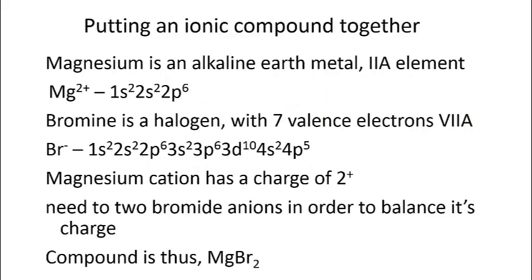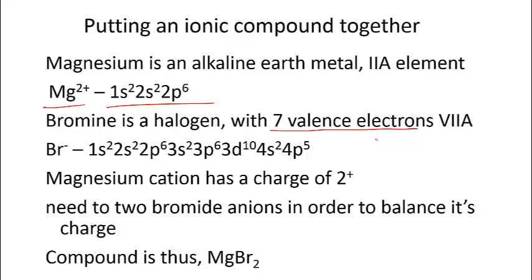Magnesium is an alkaline earth metal, a group 2A element, which means it has 2 electrons to lose to form a cation. After losing those 2 electrons, its resulting cation will be Mg2+. And its electron configuration is now 1s2, 2s2, 2p6. Bromine is a halogen. It's a member of group 7A, and it has 7 valence electrons.